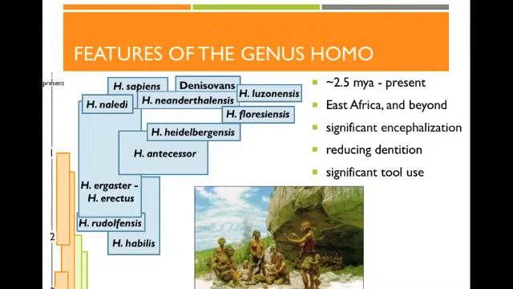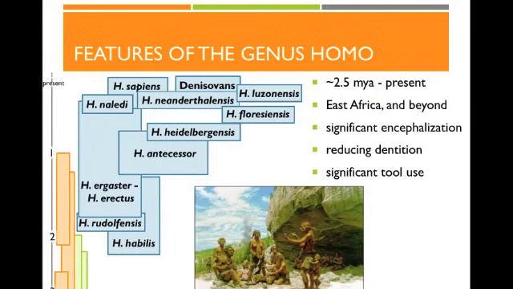So let's talk generally about the features of the genus Homo. We see the first Homo appearing in East Africa around 2.5 million years ago, and of course the genus Homo persists until the present, with us, the Homo sapiens. Although we see an East African origin, it doesn't take long for the genus Homo to spread beyond East Africa, throughout the rest of the African continent, and then into the rest of the Old World.